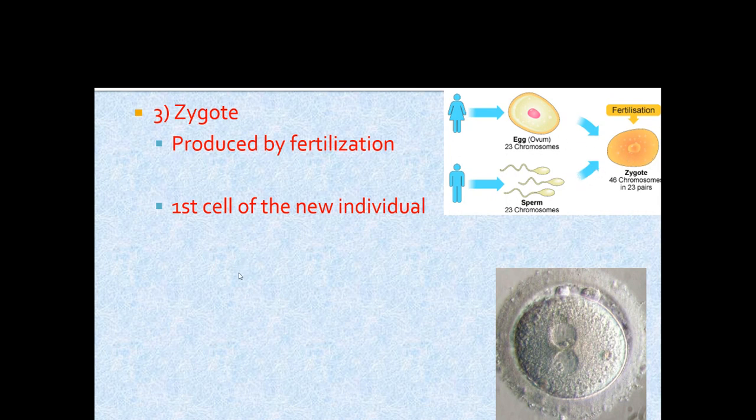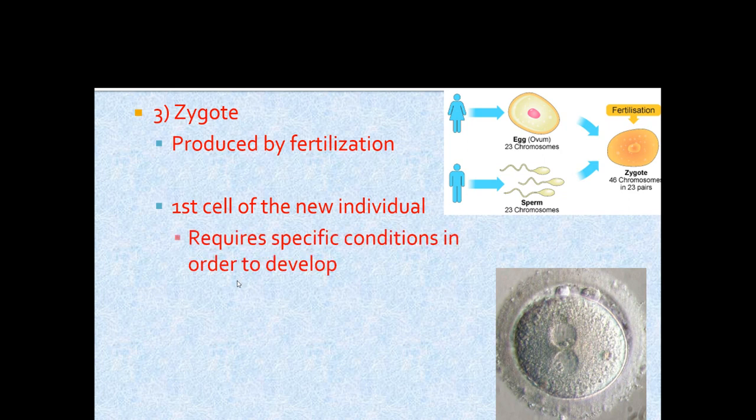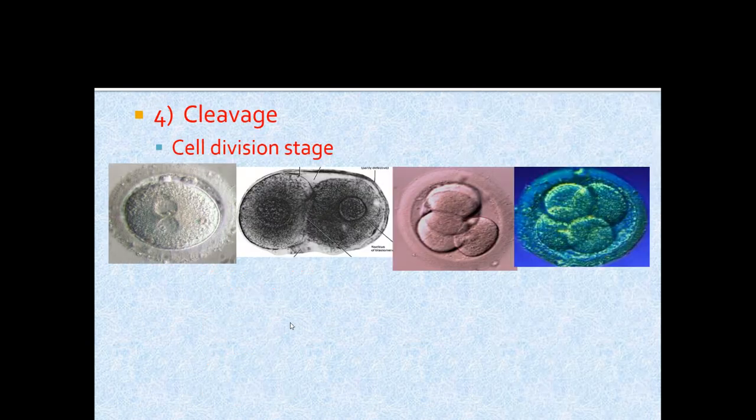The zygote is the first cell of the new individual and requires specific conditions in order to develop. This is the critical phase because it requires certain conditions in order for it to survive. It needs nutrients, moisture, warmth, and protection in order to survive.